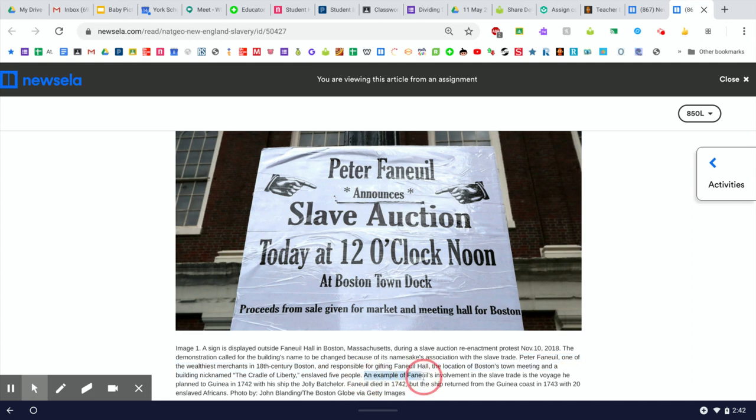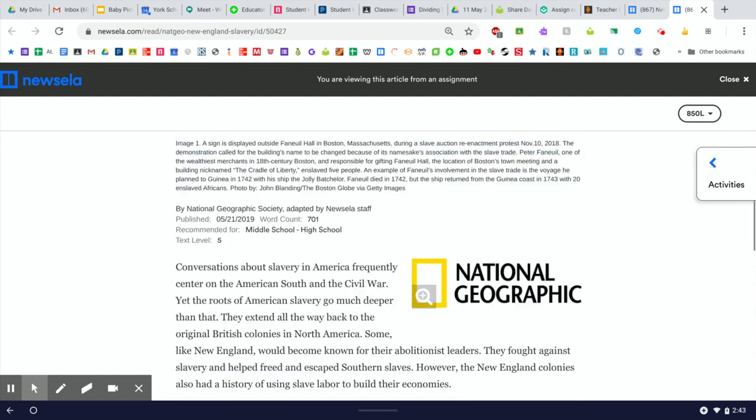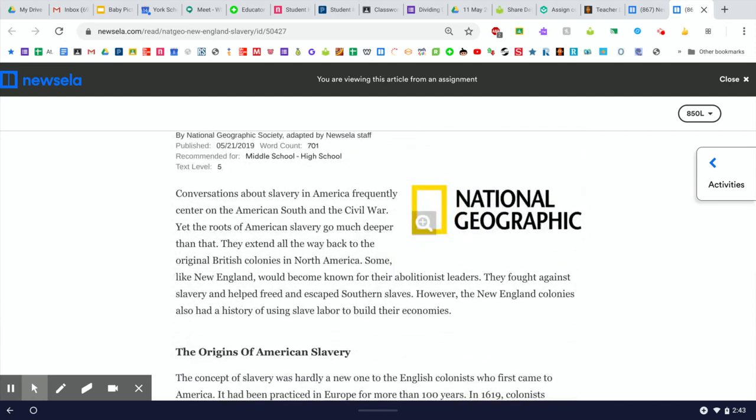An example of Faneuil's involvement in the slave trade is the voyage he planned to Guinea in 1742 with his ship, the Jolly Bachelor. Faneuil died in 1742, but the ship returned from the Guinea coast in 1743 with 20 enslaved Africans. So let's read about slavery in New England. We often think of slavery in terms of the South and the Civil War, but New England had slaves, many of them, and we're going to learn more about that today. This article comes from National Geographic. Okay, here we go. Let's read.